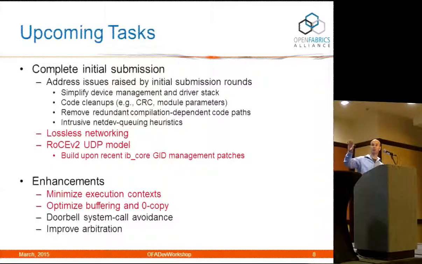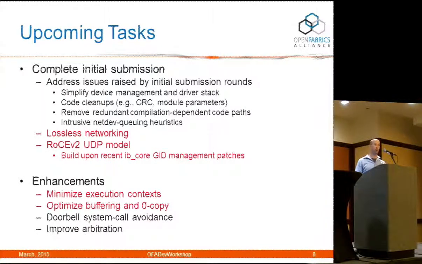So after this, I'm not talking more about these. This is just like tens of small changes that are not worth talking about. We're pretty much done cleaning the code. What I do want to talk about are the ones that I marked in red. So the first is, how do we address lossless networking properly? And the second is, how do we enhance this code to support RoCE version 2, which is routable. And we want to build upon the recent Mellanox Emulex core generic RoCE addressing patches.